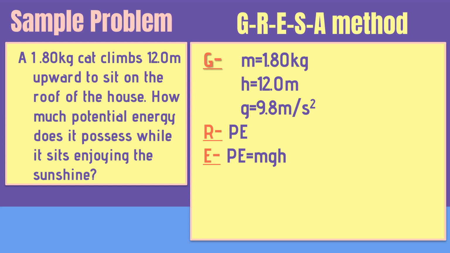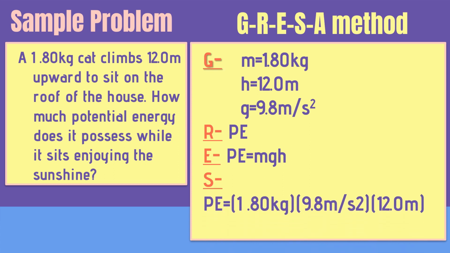Next in the GRESA method is letter S, in which we're just going to distribute the values of the given to the equation. So 1.80 kilograms, which is the mass, multiplied by the gravity of 9.8 meters per second squared, multiplied by the height of 12.0 meters, the answer will be 211.68 joules. So the cat has a potential energy of 211.68 joules.